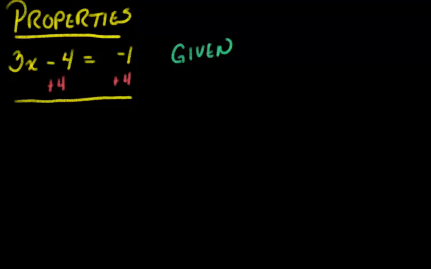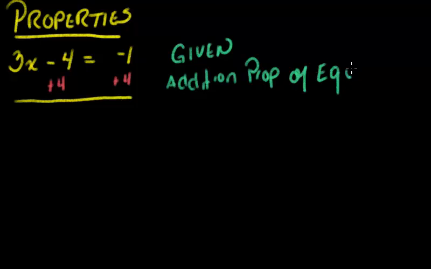When we add 4 here, this is our addition property of equality. I'm just going to write property of equality. Okay, so that's our first one. And now we're going to cancel this out. So we're going to get 3x.